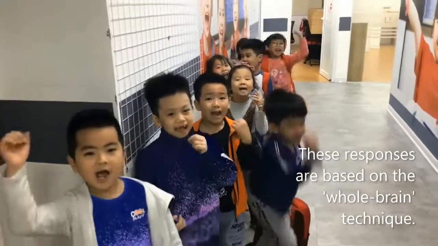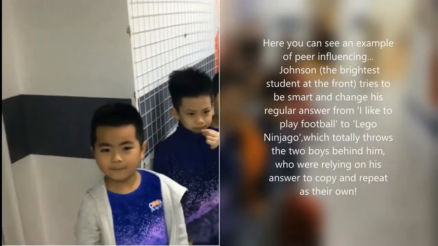After the regular line-up routine, here you can see a good example of peer influencing. Johnson, who is the brightest and smartest student of the class and always stands at the front, tries to be clever and change his regular answer from "I like to play football" to "I like to play Lego Ninjago," which totally throws the 2 boys behind him who are relying on him to copy his answer and repeat what he has said.